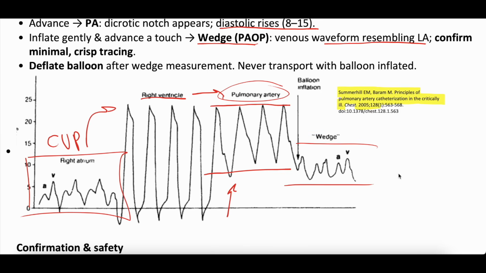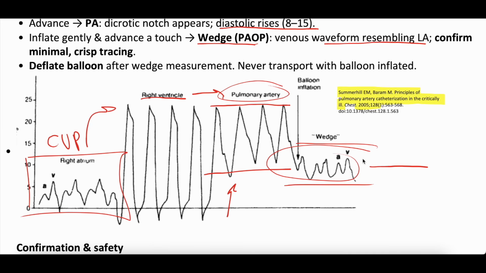You'll get this wedge waveform, which is not totally flat. Make no mistake, this isn't just some flat waveform. You still have A and V waves and all that, but it's left atrium. So it's similar to right atrium, but those pressures are higher in general. So that's what it'll look like when you get wedged.